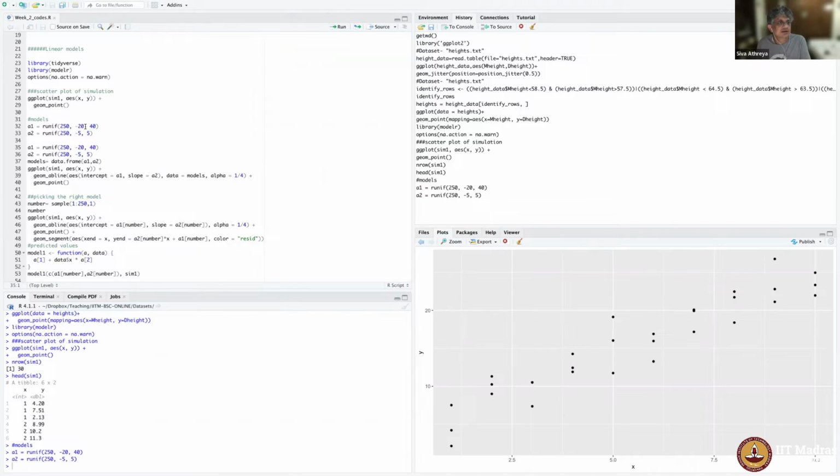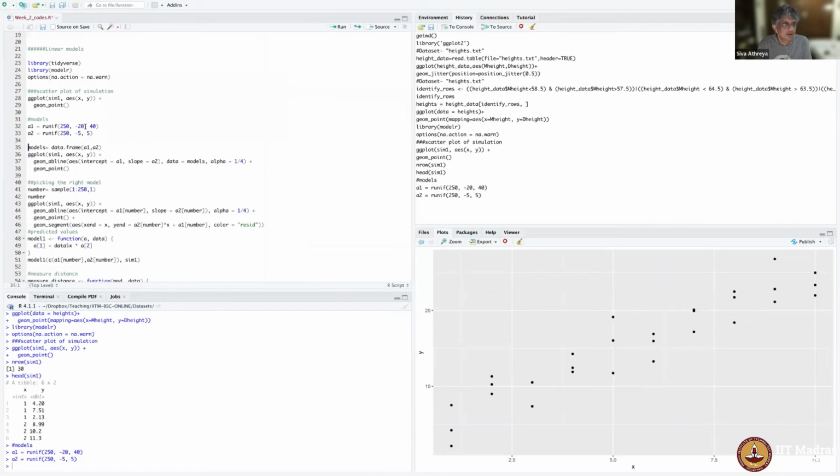Then, let me delete this repeated command. What I do is create a data frame with the slope and intercept that I have. A1 is the intercept and A2 is the slope. I take my ggplot.